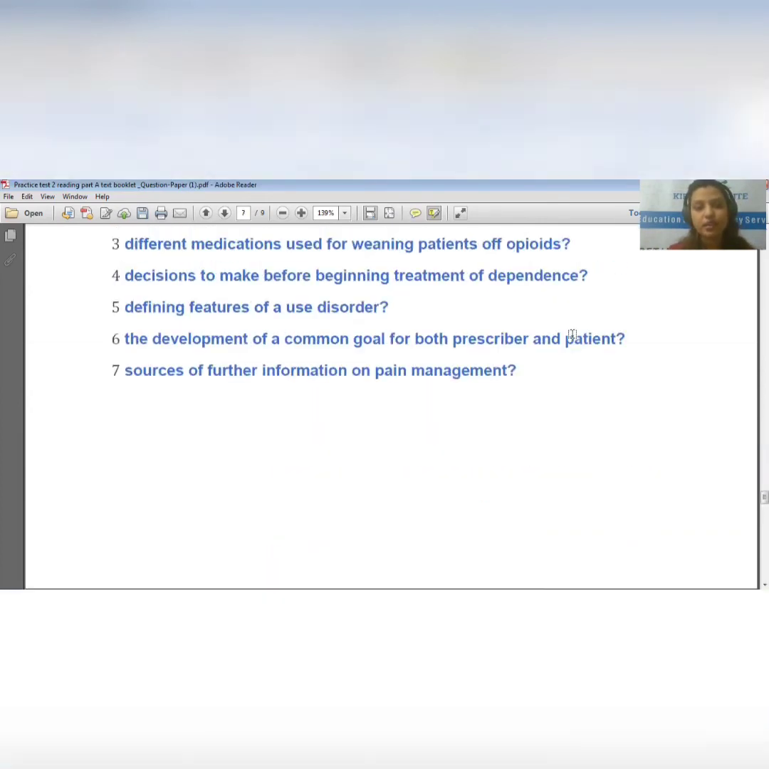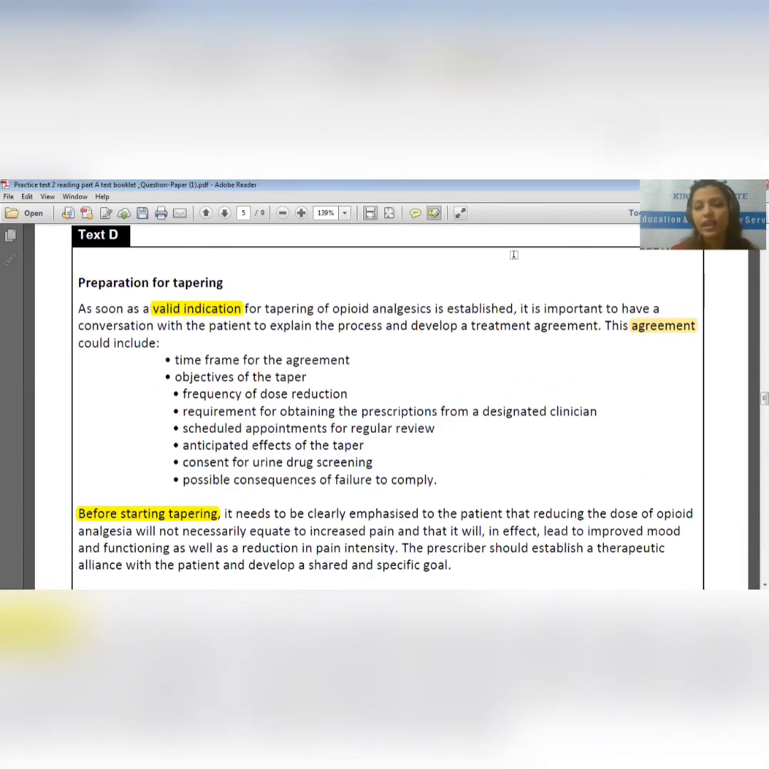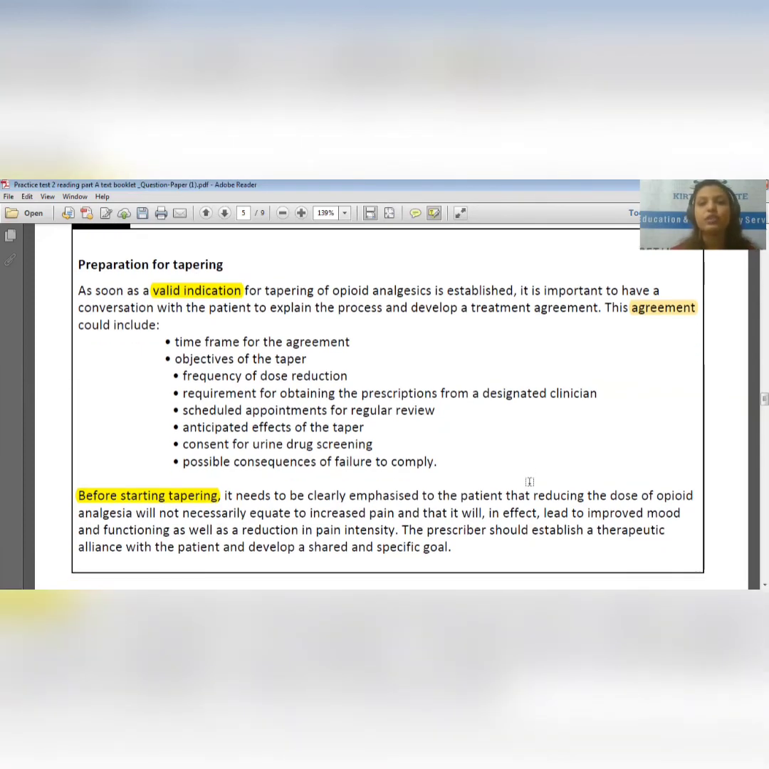I should go with text D. Now in text D, I should not search here and there because I already have underlined information. So I think that reduced doses, reduction of, is surely in text D. So where should I look? Whether it will be in the indication, in the points of agreement, or in the last information where it says before starting tapering. You just have to guess whether to search for the answer here, here, or here. I feel that my answer must be in the last paragraph. So I will read the whole paragraph to try to get the correct answer.